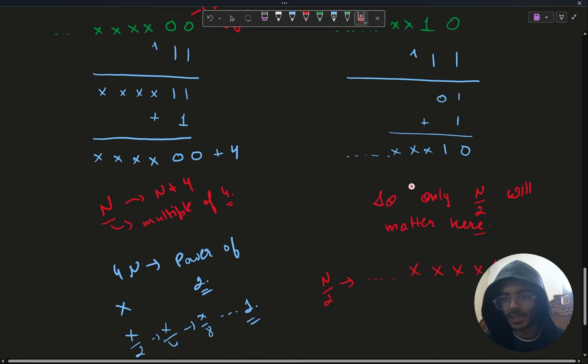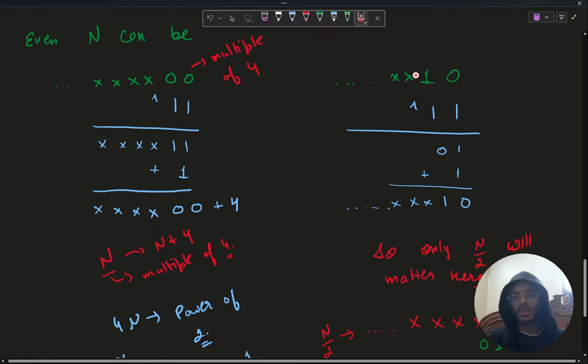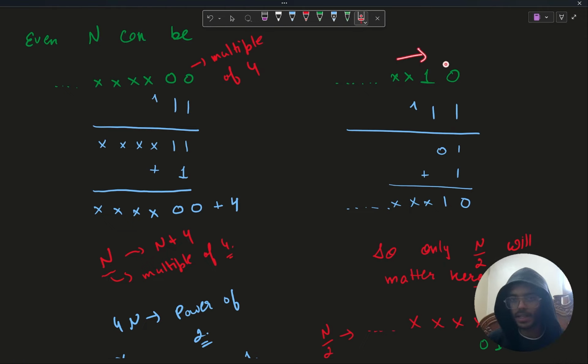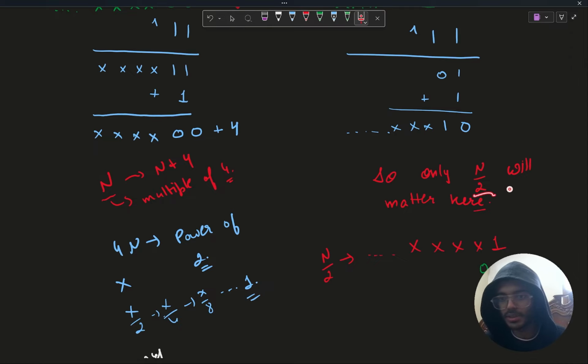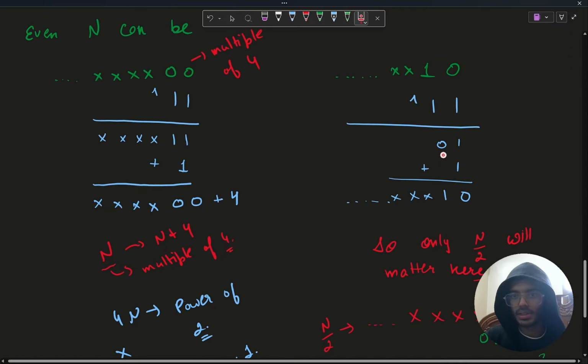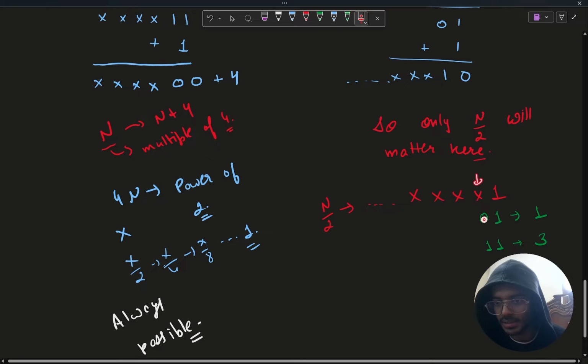Now what will happen if we do this n by 2 operation once? This was an even number. It will become odd, right? Because what happens when we divide by 2? It right shifts by 1, the overall number right shifts by 1. And if we multiply by 2, the overall number left shifts by 1, right? So what will happen if we just do n by 2? This 0 will get removed and the number will become whatever it was up till here, and then a 1.